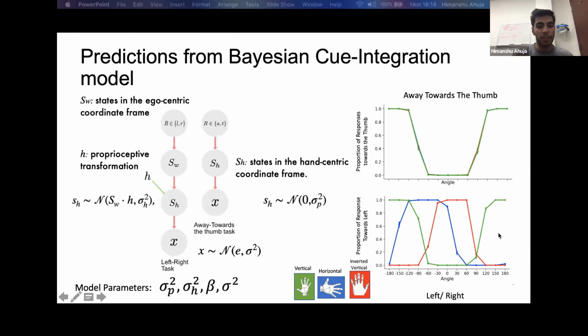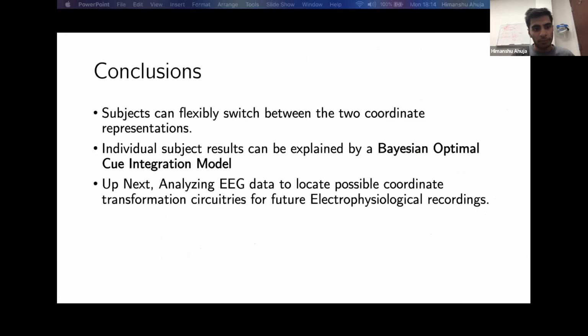So these are just template results that we got from our Bayesian cue integration model, but we were able to fit it to individual subjects as well. In conclusion, we found that subjects can flexibly switch between these two coordinate representations. Individual subjects can be explained by a Bayesian optimal cue integration model.